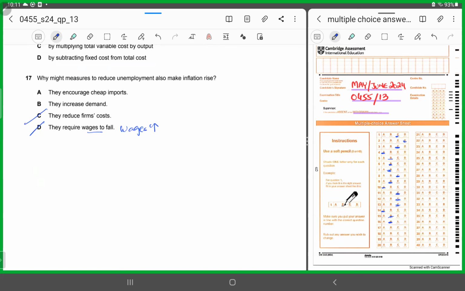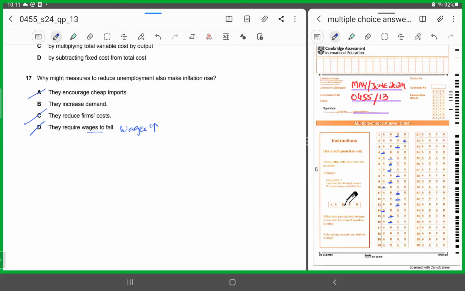Now, if you look at option A, it says they encourage cheap imports. However, when we are reducing unemployment, it means more and more factors of production are employed. So when more and more factors of production are employed, your productive capacity is increasing. So your imports might not be encouraged. It would be your exports that would be encouraged. So option A is incorrect. Finally, we are left with option B. That's the correct option, which says that yes, when you are reducing unemployment, because demand is increasing, inflation could rise. And yes, it makes sense.